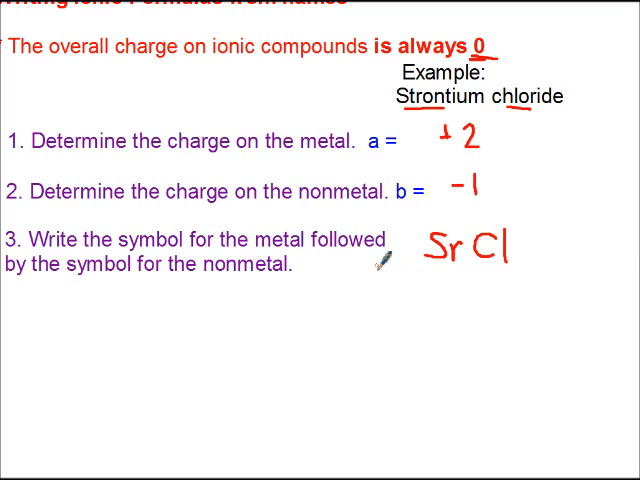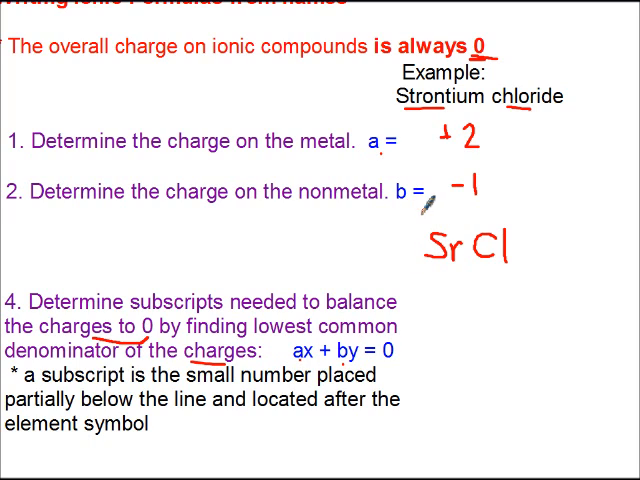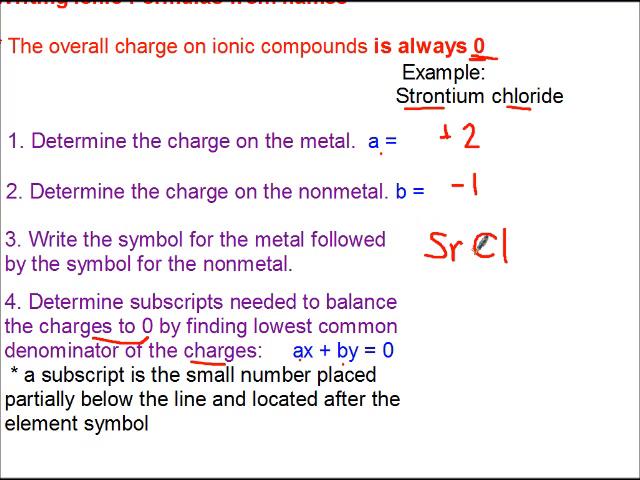So I'm starting out that way. I'm not done yet. I'm just writing down what I know about it. What I need to do is figure out what the subscripts are by balancing charges to 0. I'm going to find the lowest common denominator of the charges. A is +2 for this one, B is -1 for this one. The X and the Y come in right here: Sr to the X power, Cl to the Y power. So what are X and Y supposed to be, is the question.